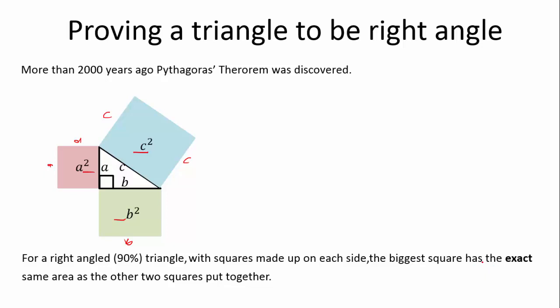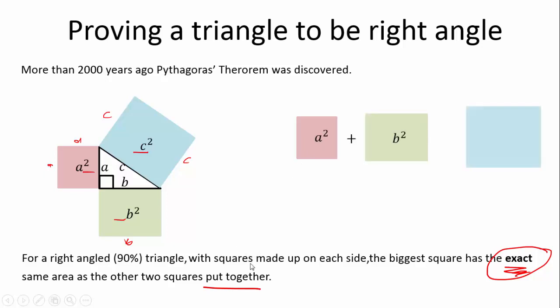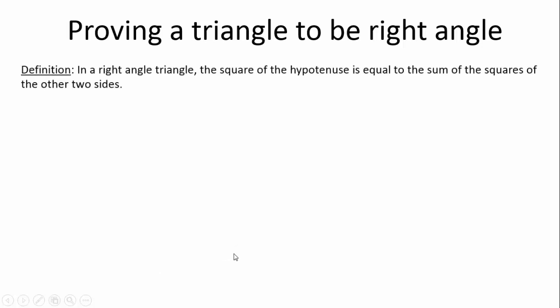The biggest square has the exact same area as the other 2 squares added together, and I mean exact every single time. So that is to say that our pink square, which is our A squared, plus our green square, which is our B squared, is equal to our blue square, which is our C squared. Right, so let's just look at an example.